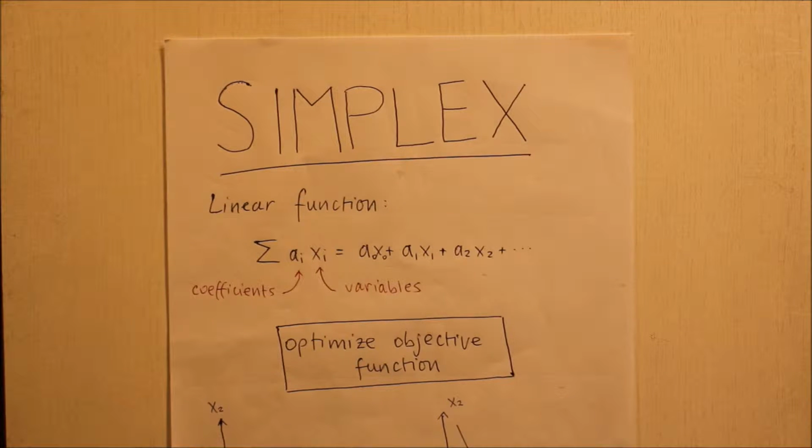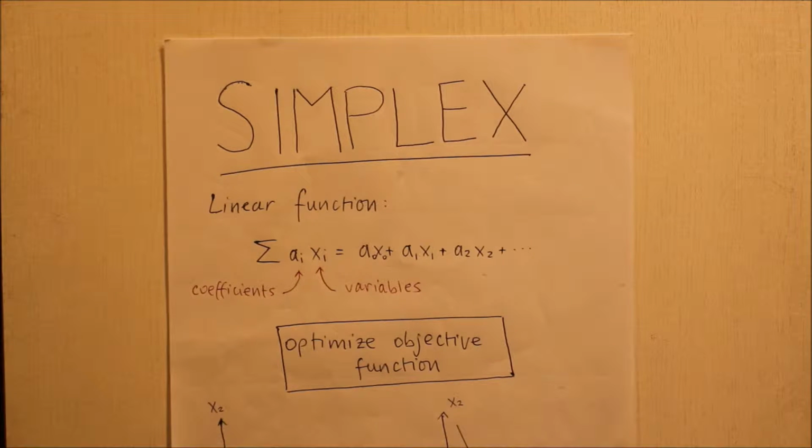The simplex method is an algorithm designed by George Dantzig to solve linear programs. In technical terms, a linear program is an optimization of a linear function bounded by a set of constraints. A linear function is a summation of linear variables multiplied by coefficients. In its general form, it looks like this, where the a's are the coefficients and the x's are the variables.